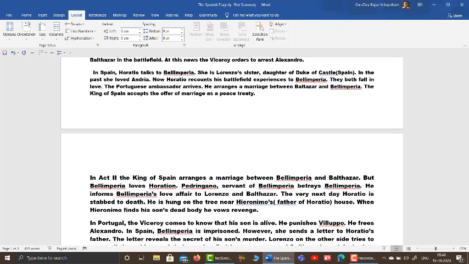Now, why is this marriage made very fast? Because the Duke of Spain very well knows that his daughter Bellimperia is in love with Don Andrea. Now Don Andrea is killed. So the marriage has to be fixed so that Bellimperia comes out of the sad news of the death of Don Andrea.